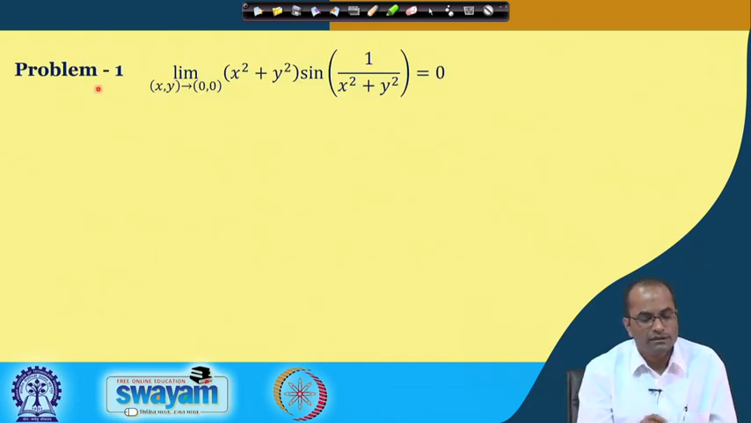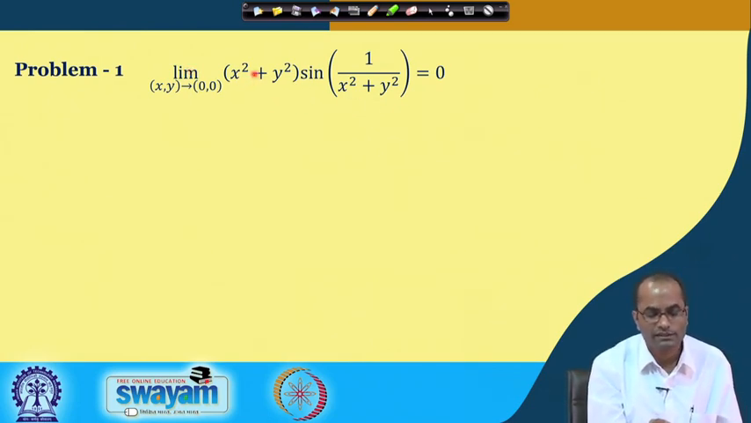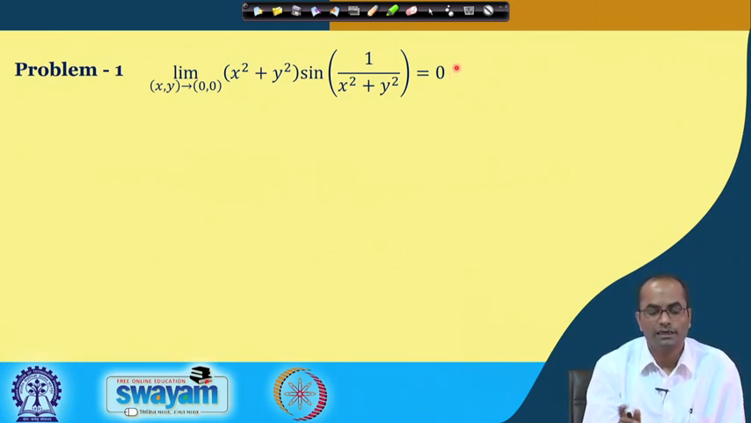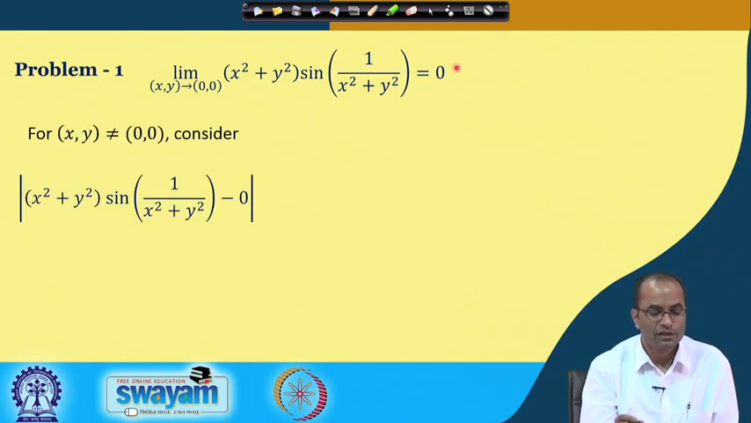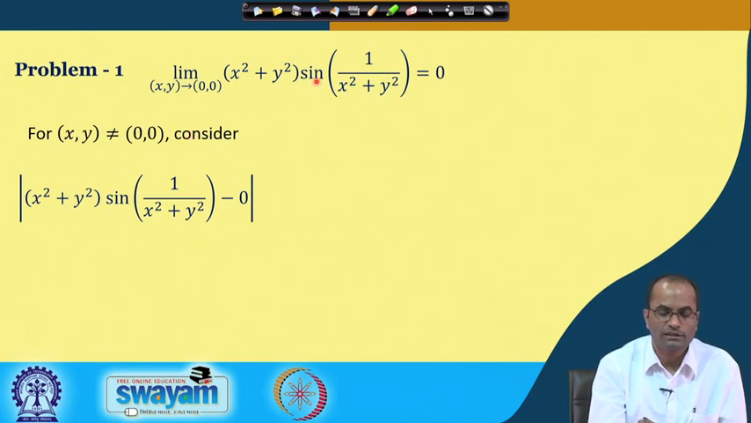So, if we take this problem now from this function of two variables, (x square plus y square) times sin of 1 over (x square plus y square), this limit is 0. We want to prove that this limit is 0 using the epsilon delta approach. So, how do we proceed? Now, for (x,y) not equal to (0,0), because at (0,0) this function is not defined, we consider the difference of the function, (x square plus y square) sin of 1 over (x square plus y square), less the limiting value, which is 0.